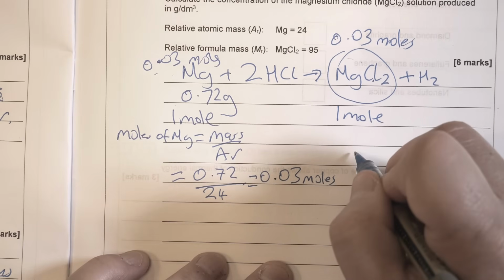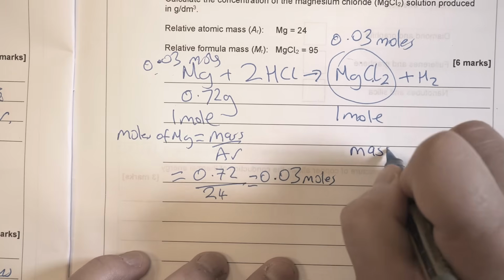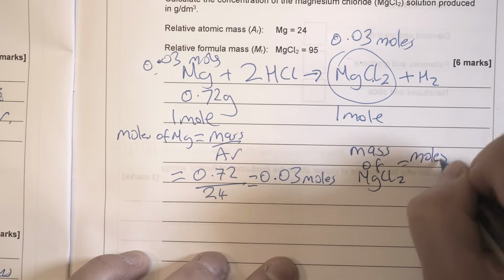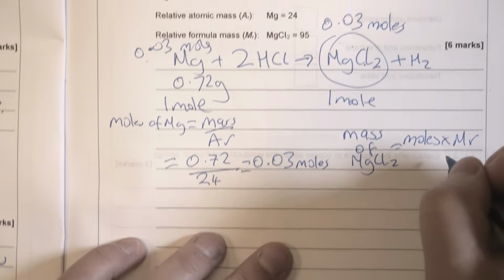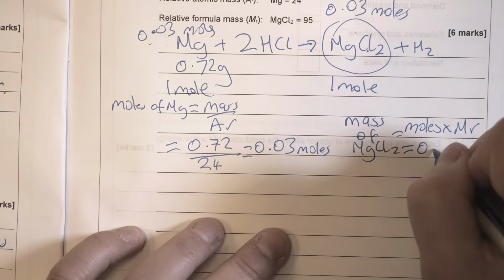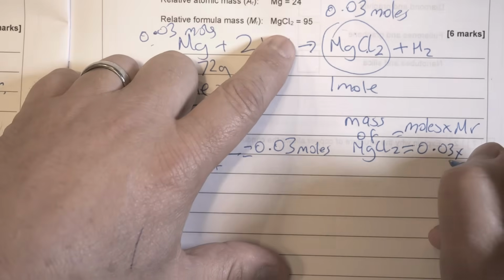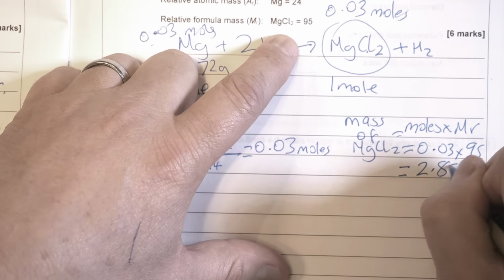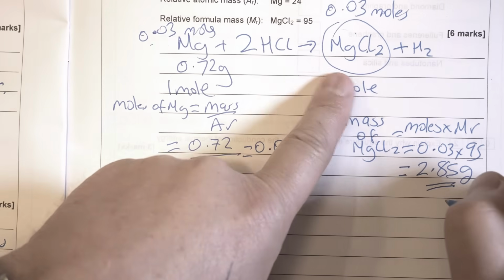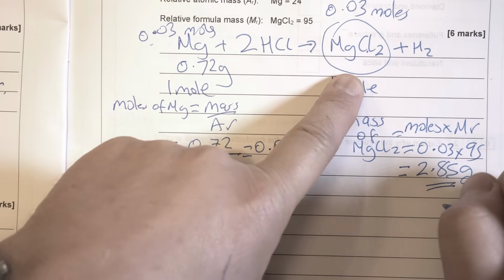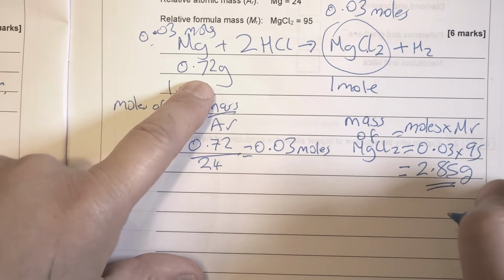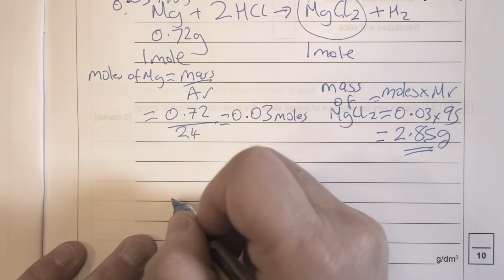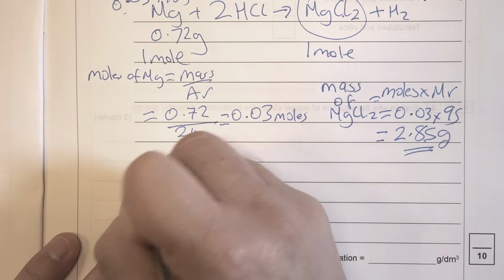Then we have to change that into a mass. So the mass of magnesium chloride made is moles times Mr, which is going to be 0.03 times 95, which is 2.85 grams. So we've made 2.85 grams of magnesium chloride from the 0.72 grams of magnesium, but it's asking for the concentration, so we need to remember that equation for concentration again. You can see it's an important one.